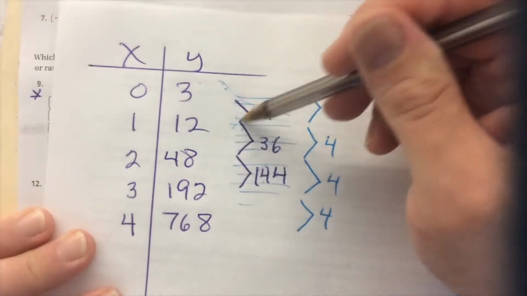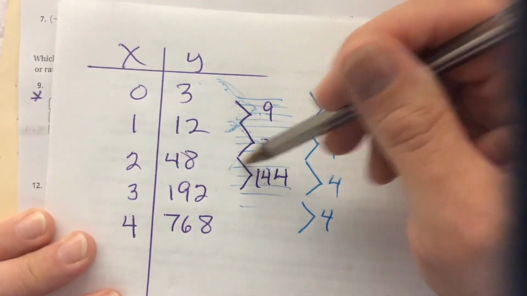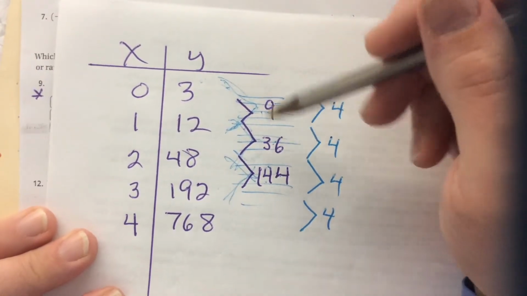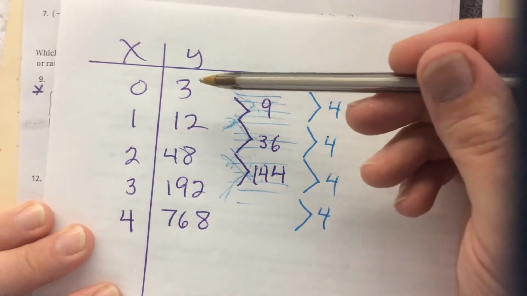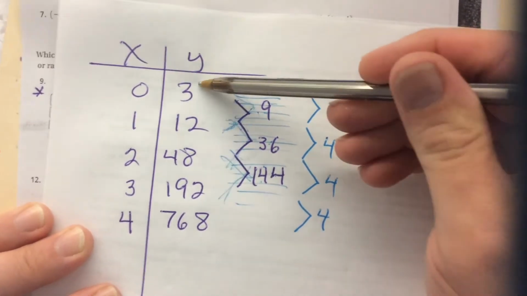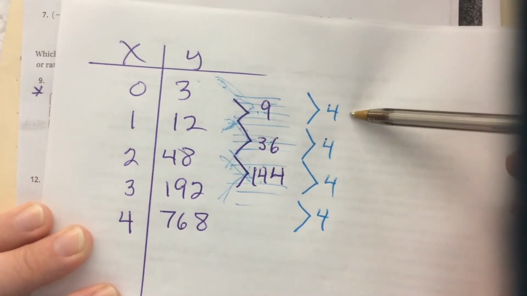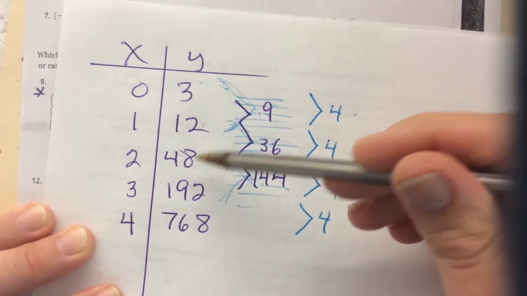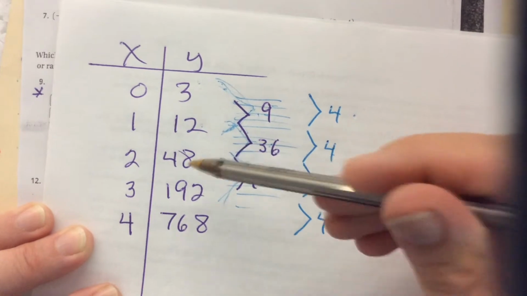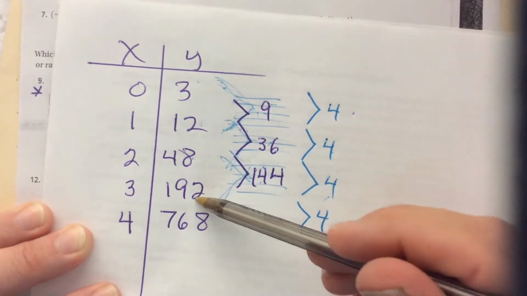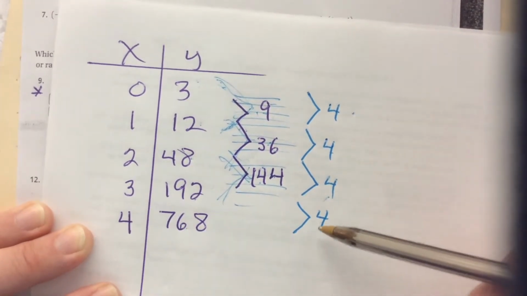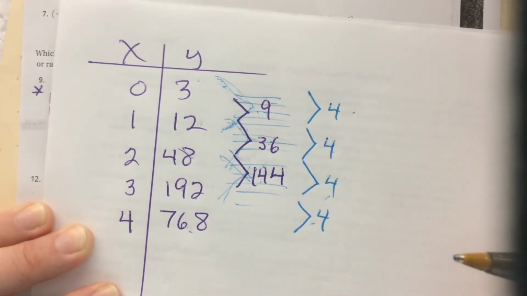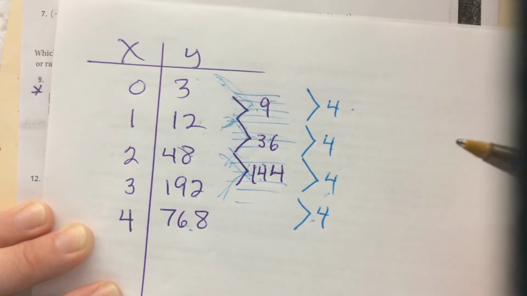It's not a quadratic. Right? It's not linear. But there is a common factor, right? A common ratio here. From 3 to 12, we multiply 3 by 4, we get 12. We take 12 to 48, you multiply it by 4. 12 times 4 is 48. 48 times 4 is 192. 768, well, that's 192 times 4. Okay. That makes this an exponential function.